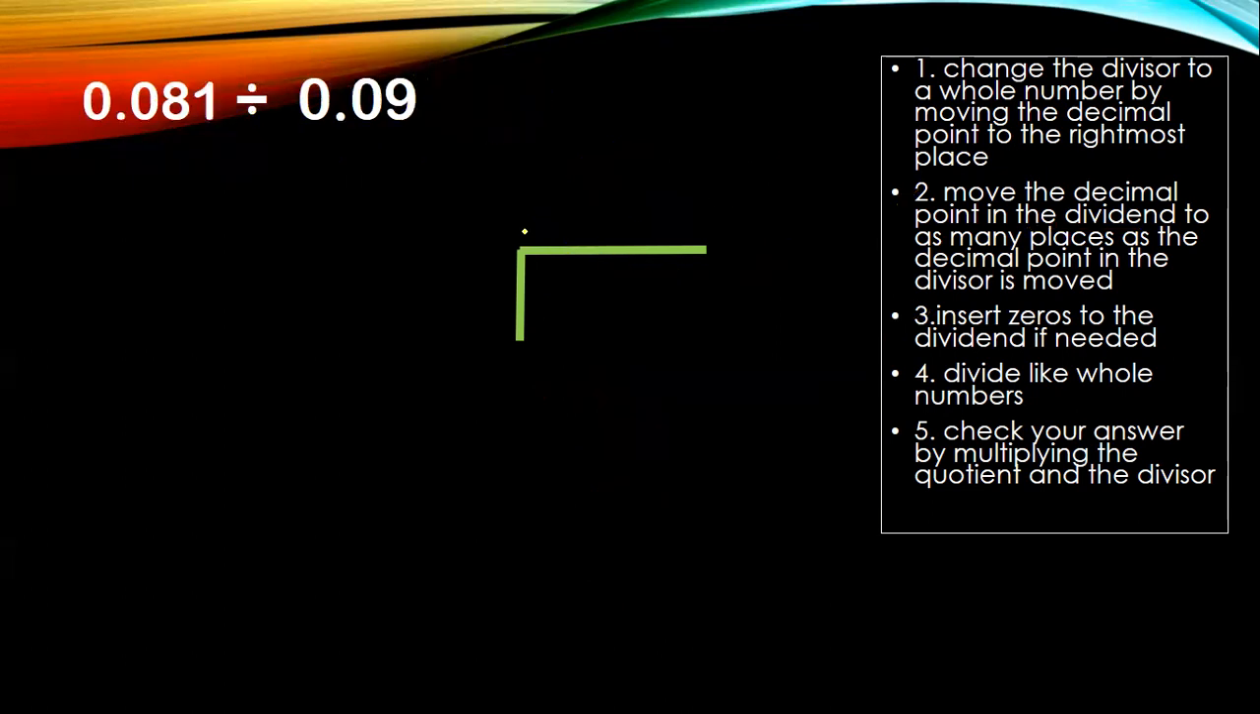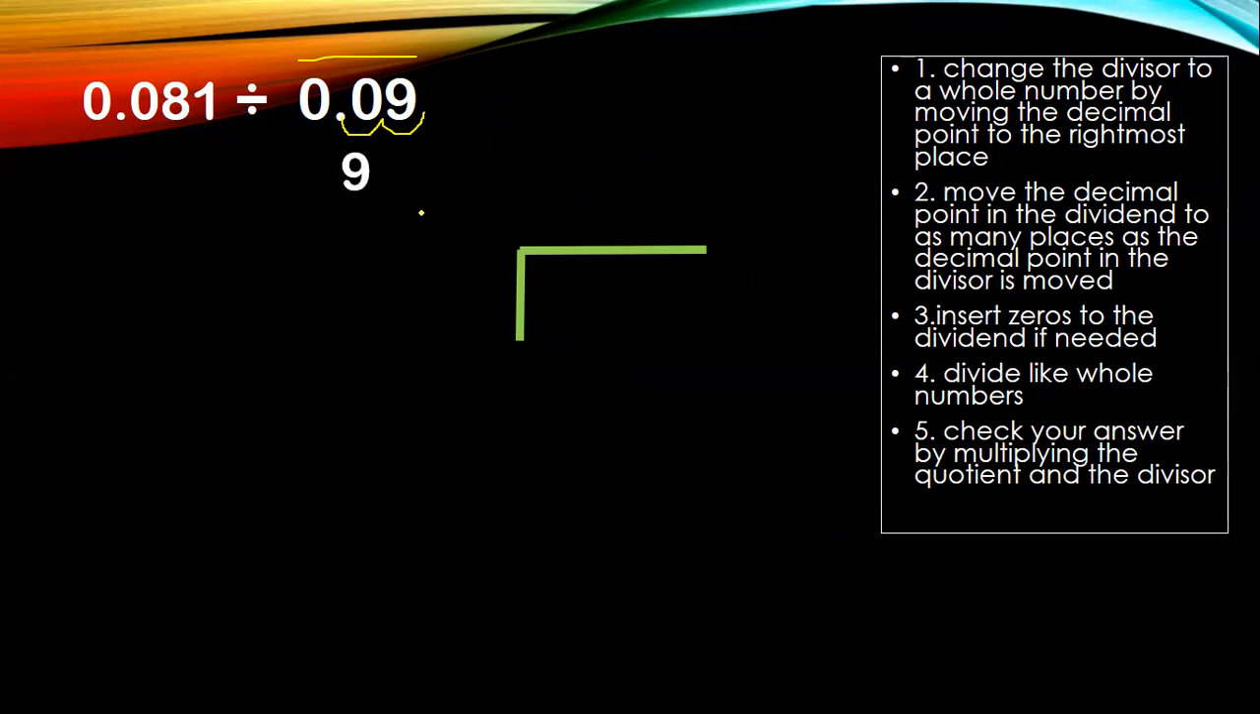Okay, let's take another example. I have this one, 0.081 divided by 0.09, or 81 thousandths divided by 9 hundredths. First, you have to change the divisor to a whole number. So the divisor is here. You have to change this one to a whole number by moving the decimal point to the right 2 places. So your new divisor is 9.